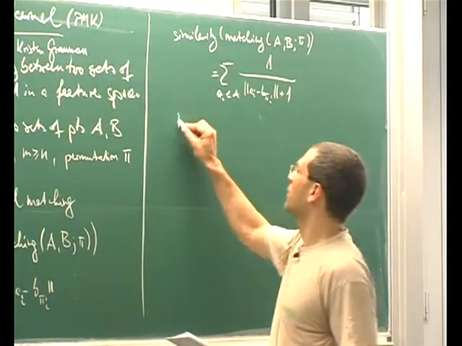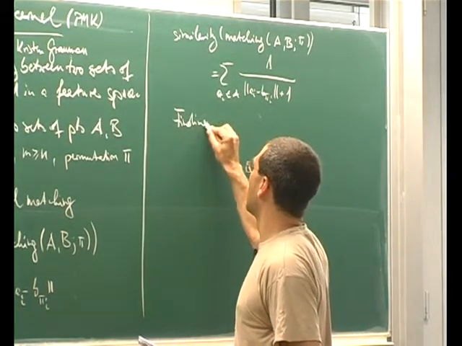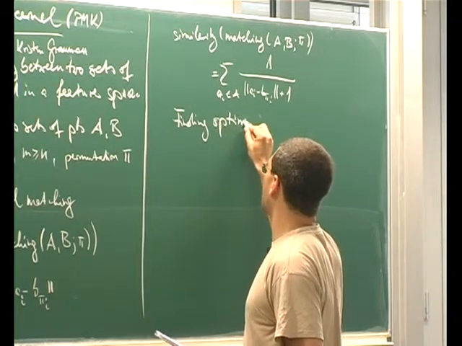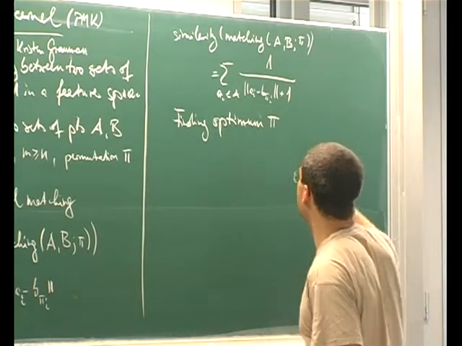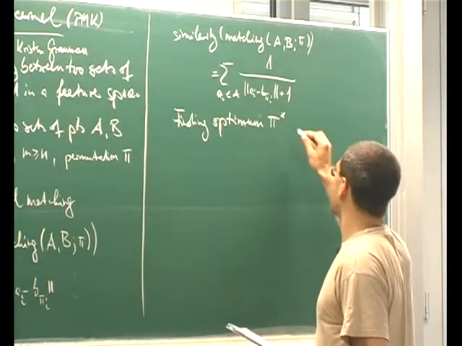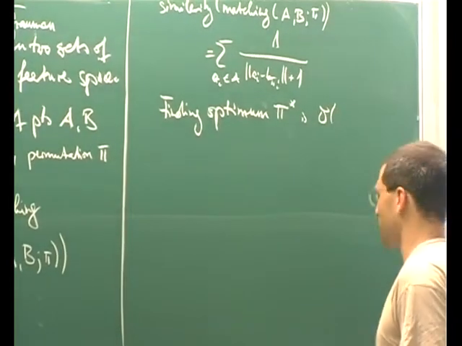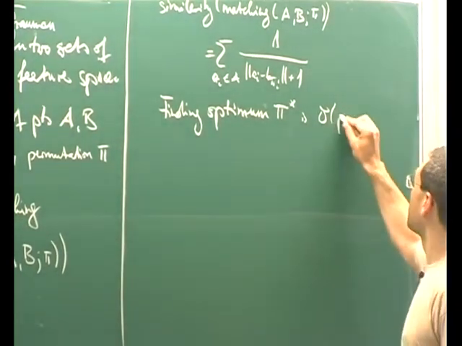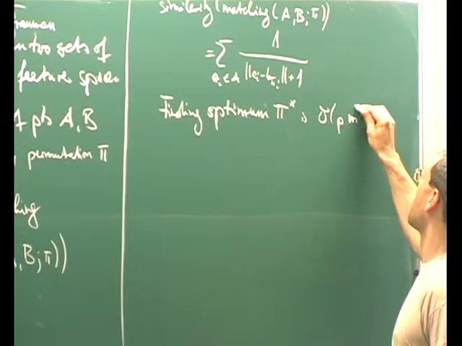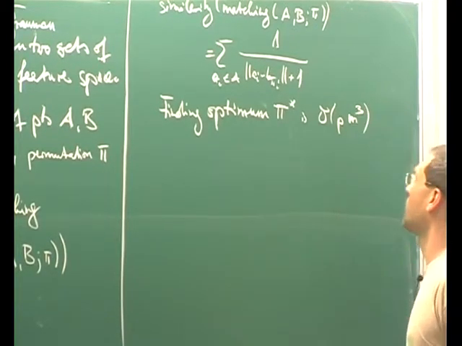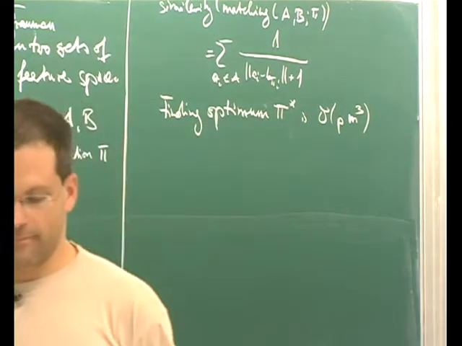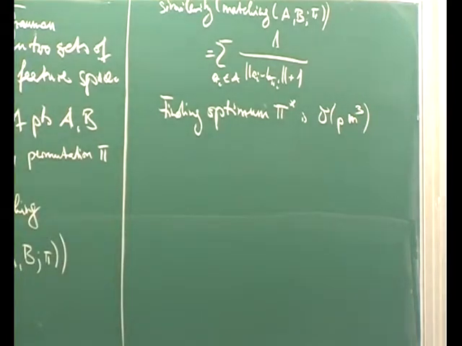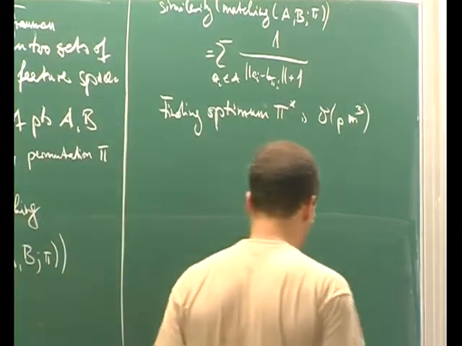And finding the globally optimum permutation is an expensive operation. So dimensionality times the kernelity of the larger set to the third power. So this is standard, nothing smart done so far.